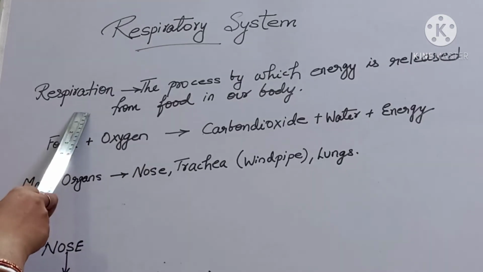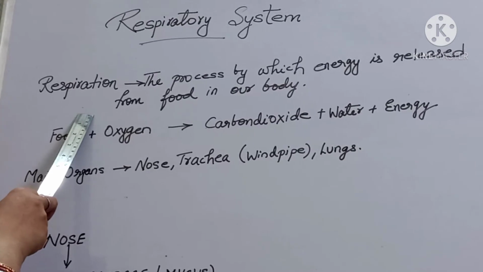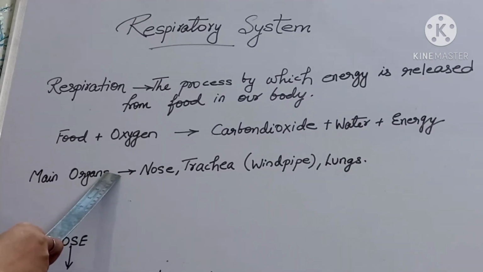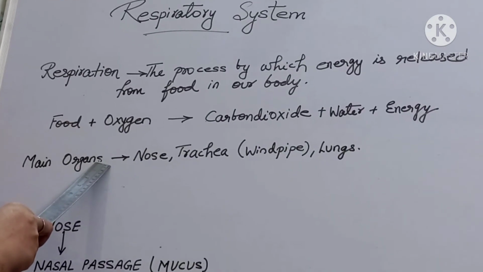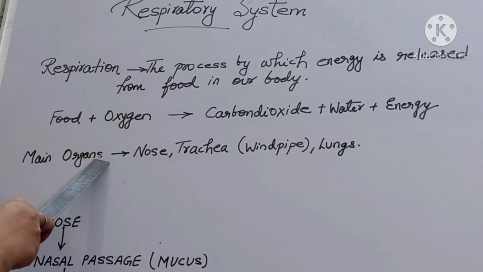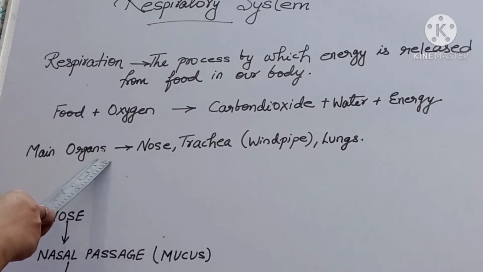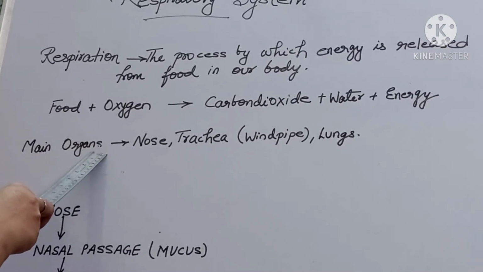The process by which energy is released from food in our body is called respiration. Carbon dioxide and water are the two byproducts of respiration. The process of respiration takes place inside our body. The function of respiratory system is to breathe in oxygen for respiration, for producing energy from food, and to breathe out carbon dioxide produced by respiration.